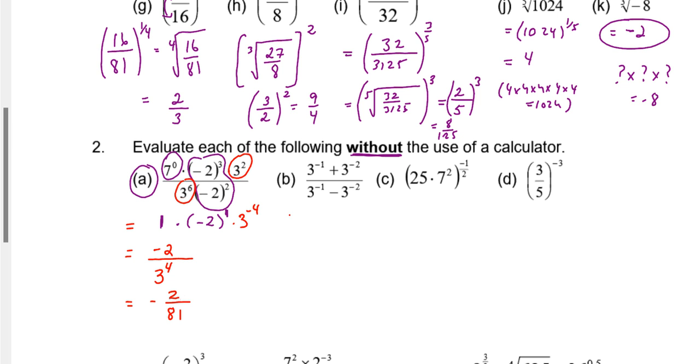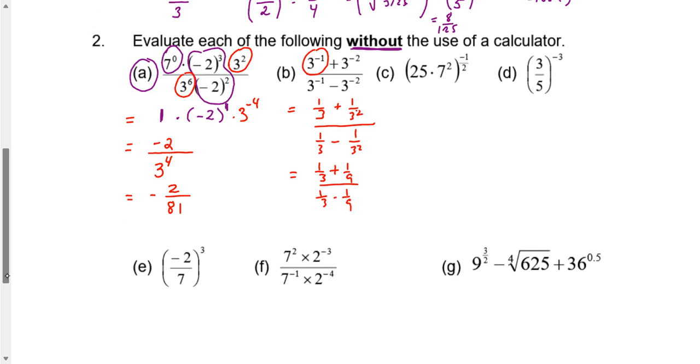Maybe I'll start you off on B as well. 3 to the negative 1 is a third. All right, you bring it down to the bottom and change the exponent to a positive 1. And then 3 to the negative 2 is 1 over 3 squared. And then at the bottom you have 1/3, subtract, and then 1 over 3 squared. 3 squared is just 9. So you need to work with fractions here. So you've got a third plus a ninth at the top, and a third minus a ninth. Okay, I'm going to let you finish that.